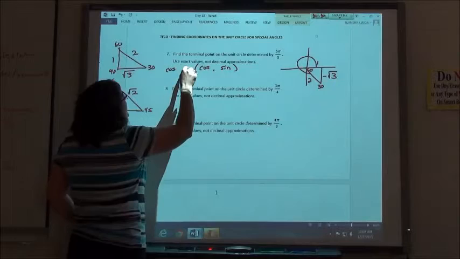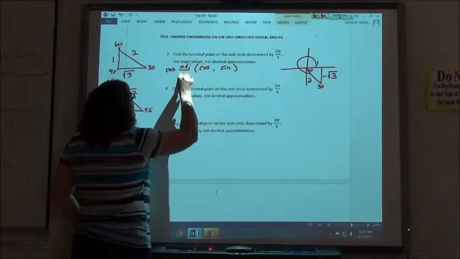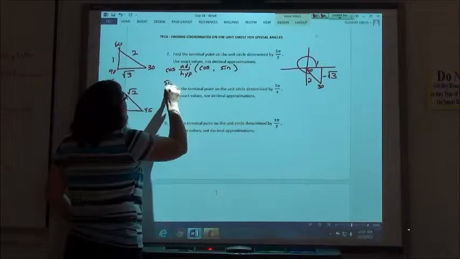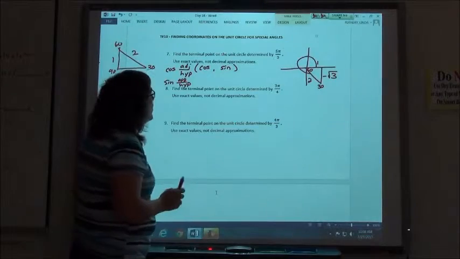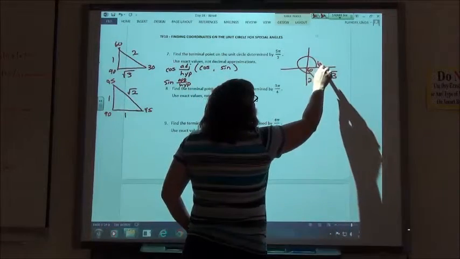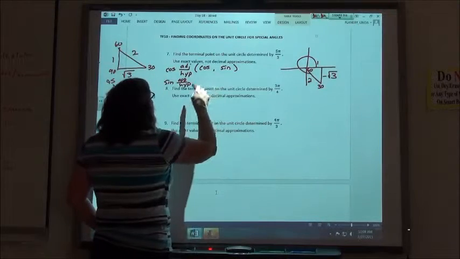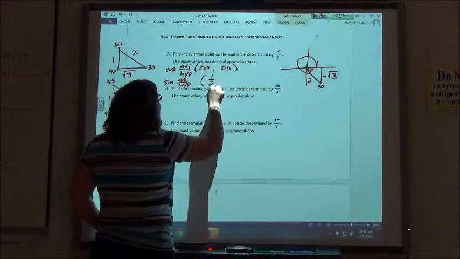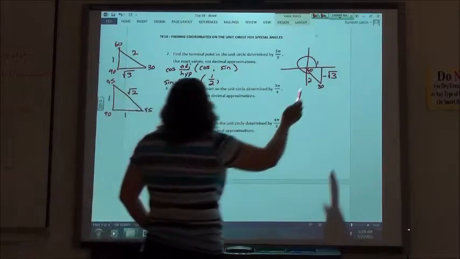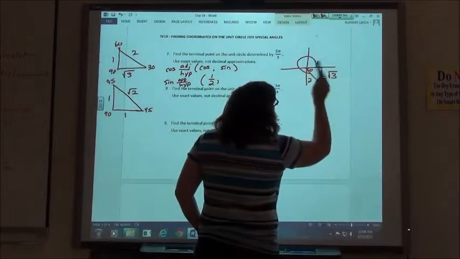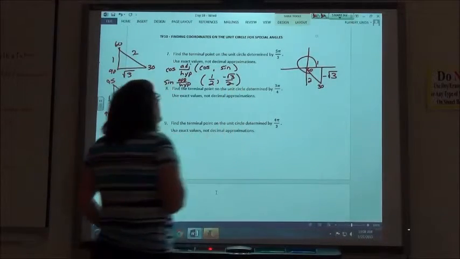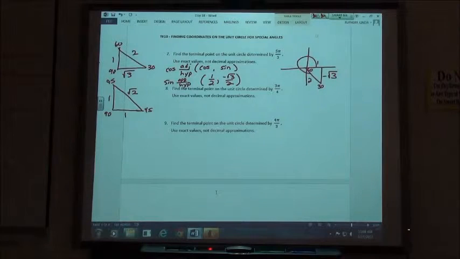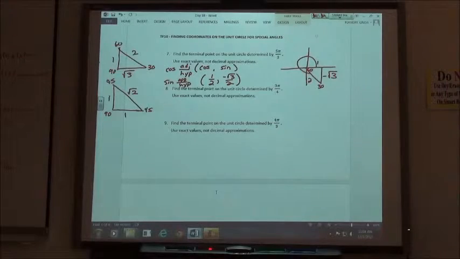Cosine is adjacent over hypotenuse, and the sine is the opposite over the hypotenuse. So when I look at this one, the adjacent is 1, the hypotenuse is 2, so my cosine is going to be 1/2. My opposite is going to be negative square root of 3. My hypotenuse is 2, so negative square root of 3 over 2. And so my terminal point on my unit circle would be 1/2 and negative square root of 3 over 2.